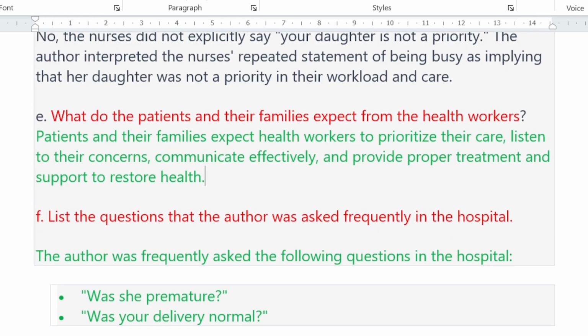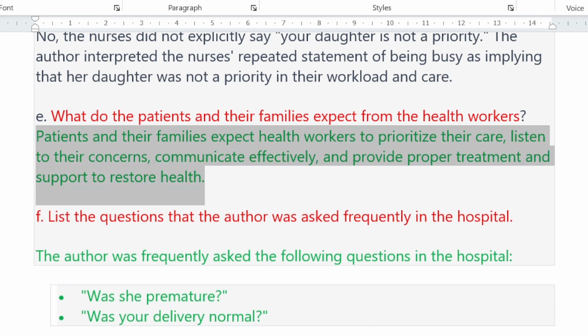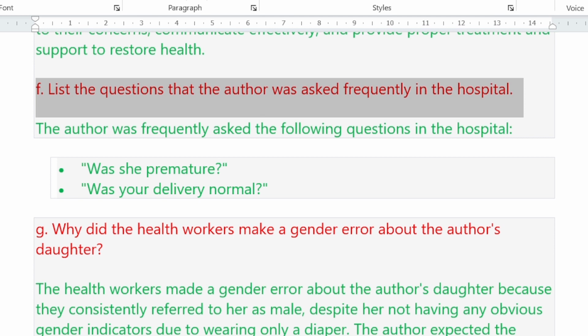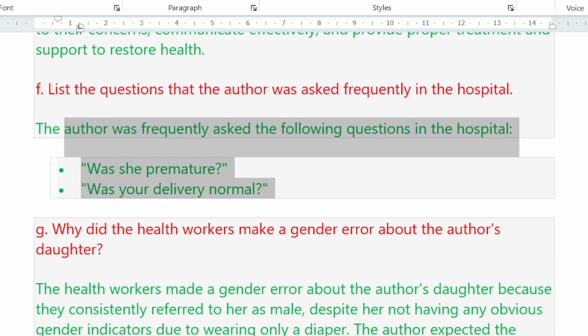E number. What do the patient and their families expect from the health workers? Patients and their families expect health workers to prioritize their care, listen to their concerns, communicate effectively, and provide proper treatment and support to restore health. List the questions that the author was asked frequently in the hospital. So the answer is here. The author was frequently asked the following questions in the hospital. Was she premature? Was your delivery normal?